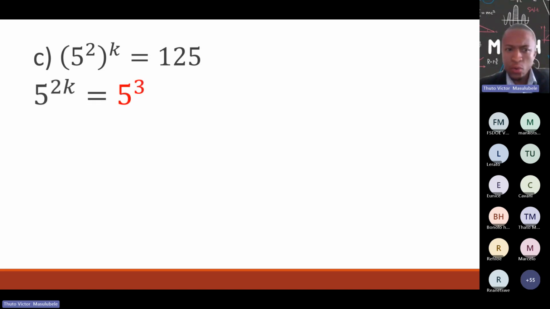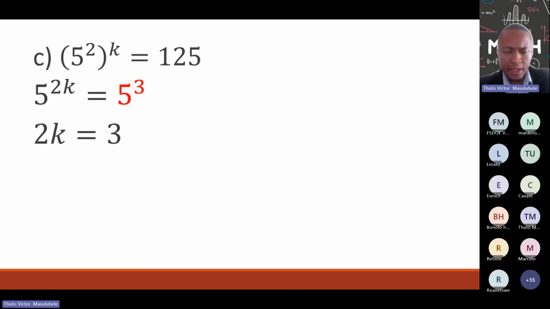So therefore, we'll have 5 to the power of 2k equal to 5 to the power of 3. Now, once the bases are the same, like in this example here, we have a base of 5 on the right-hand side of the equation and a base of 5 on the left-hand side of the equation. What do we need to do, grade 8 learners? Yes, we need to equate the exponents. So we need to equate 2k equal to 3.